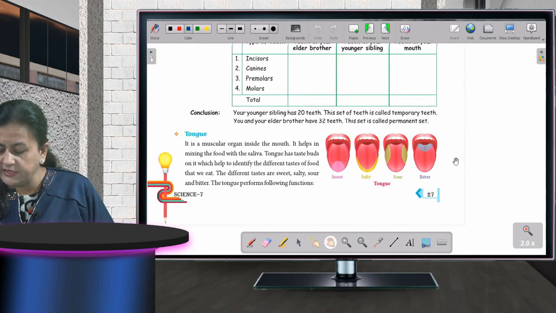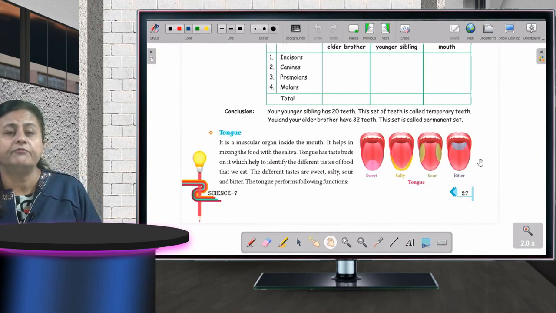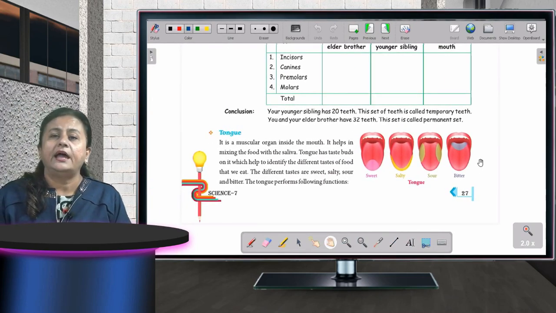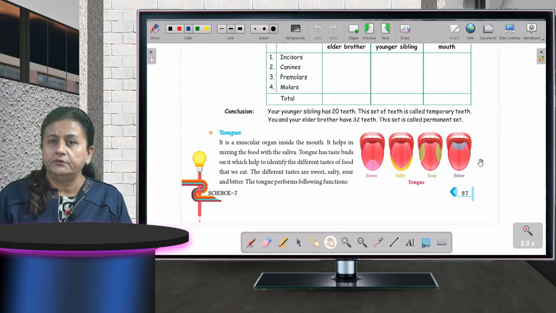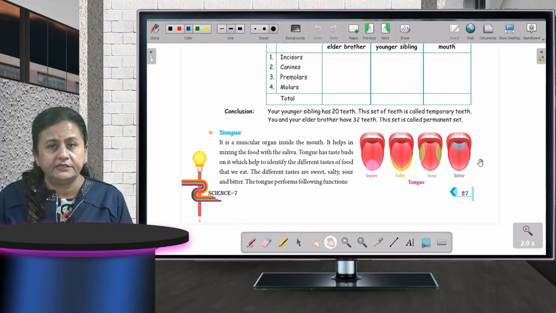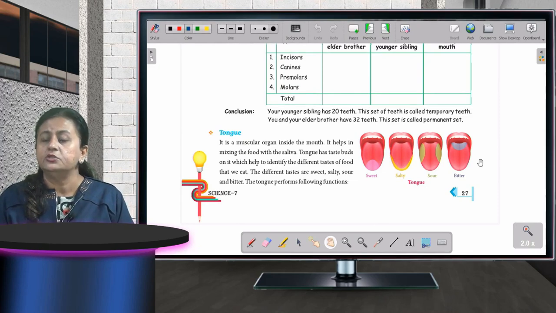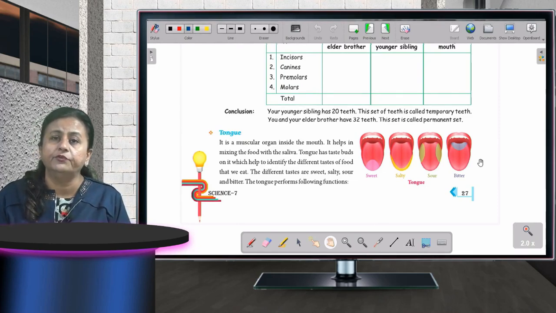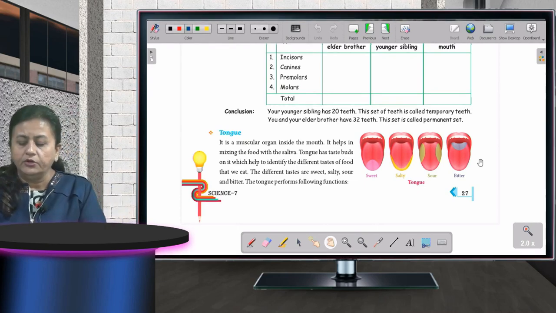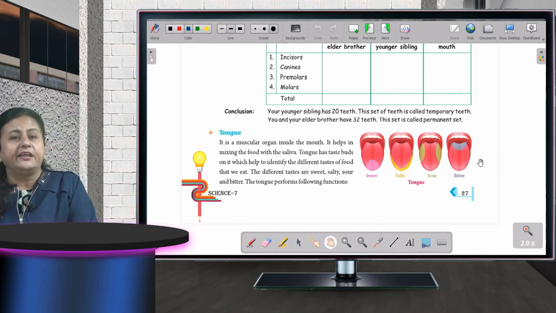Now the tongue is there. As I told you, you have a tongue also in your mouth, and that is very important. What is the work of the tongue? See, the tongue has different taste buds. We have different tastes: sweet, bitter, sour and salty. So with the help of our tongue, we come to know what is the taste of the food we are eating.